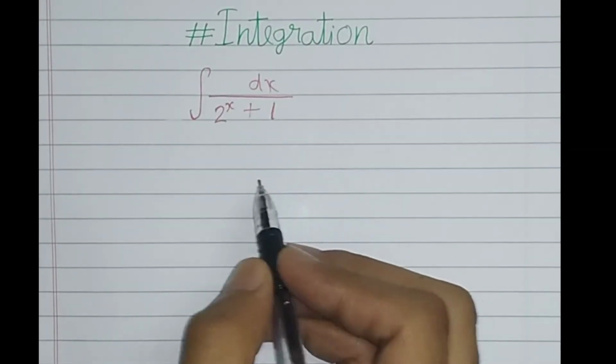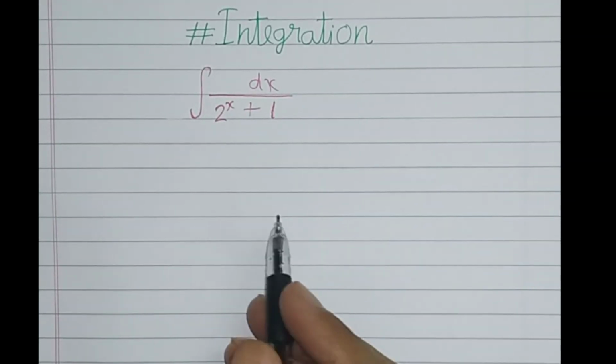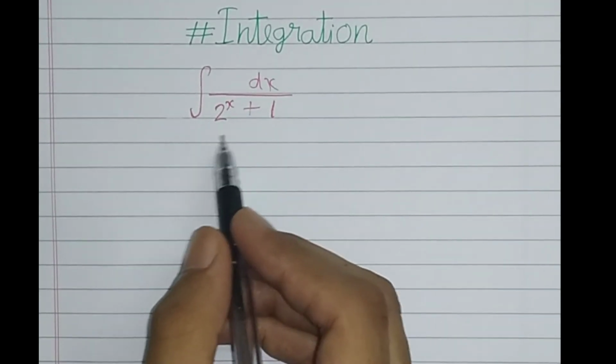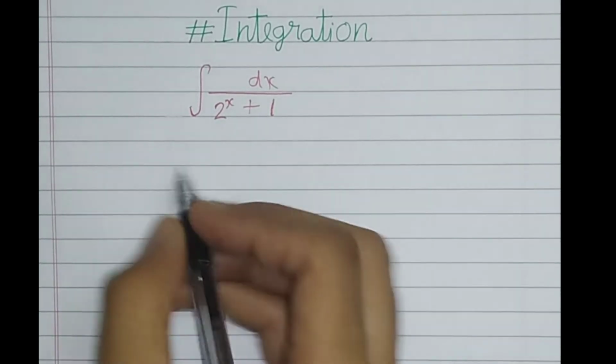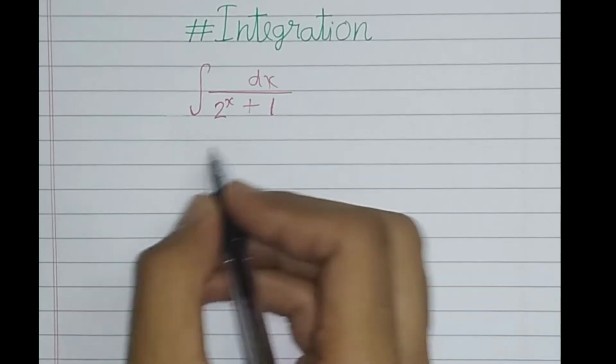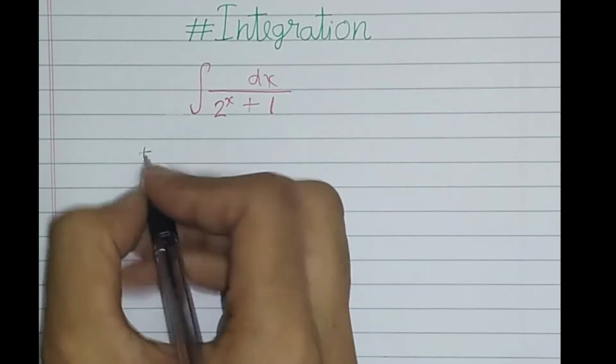Hi friends, integration of dx upon 2 power x plus 1. So now let's see how to integrate it. Here I can see that there is a 2 power x plus 1 in the denominator. So what to do? In this type of integral, let's put it equal to t.